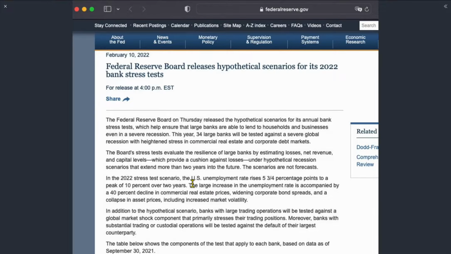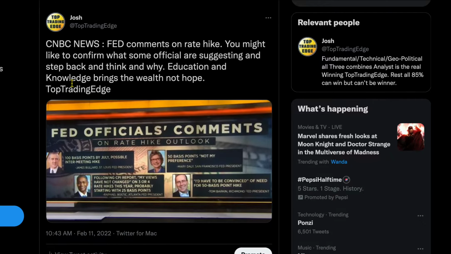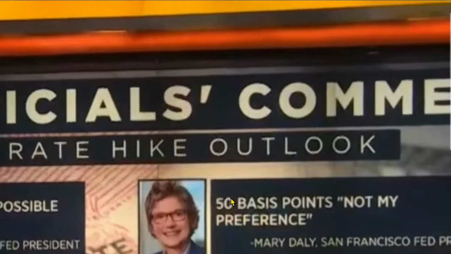They already circulated this to all the different banks, so we have to be a little vigilant about what the outcome of the closed door meeting would be. These are the dots we have to connect, and all these banks can see them. When this happened, CNBC News said the Fed commented on a rate hike. So who are these people?